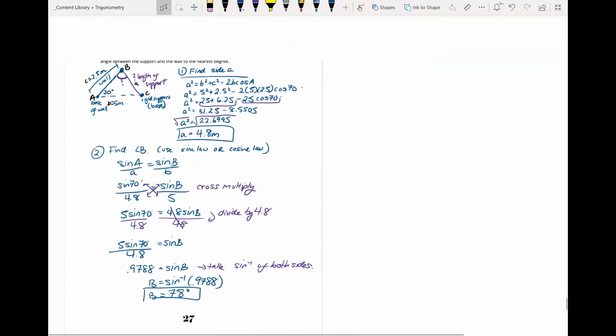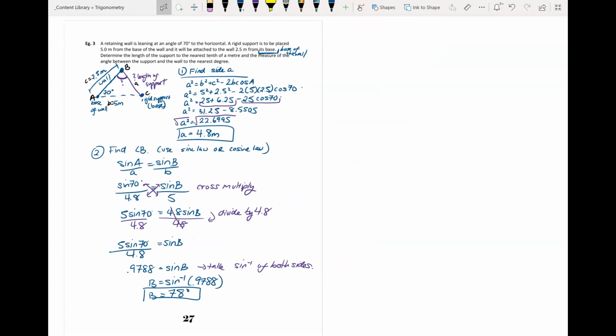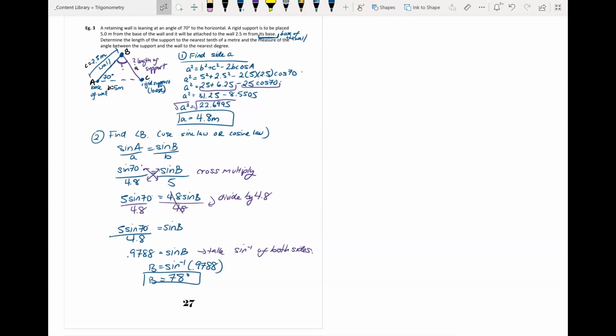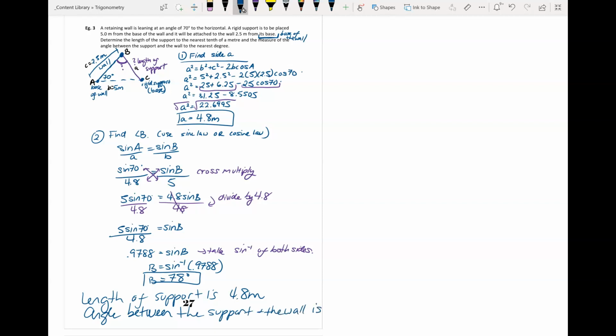So if you want to summarize what we just found, we can write that in the sentence below. We can say the length of support is 4.8 meters. And we can also say the angle between the support and wall is 78 degrees.